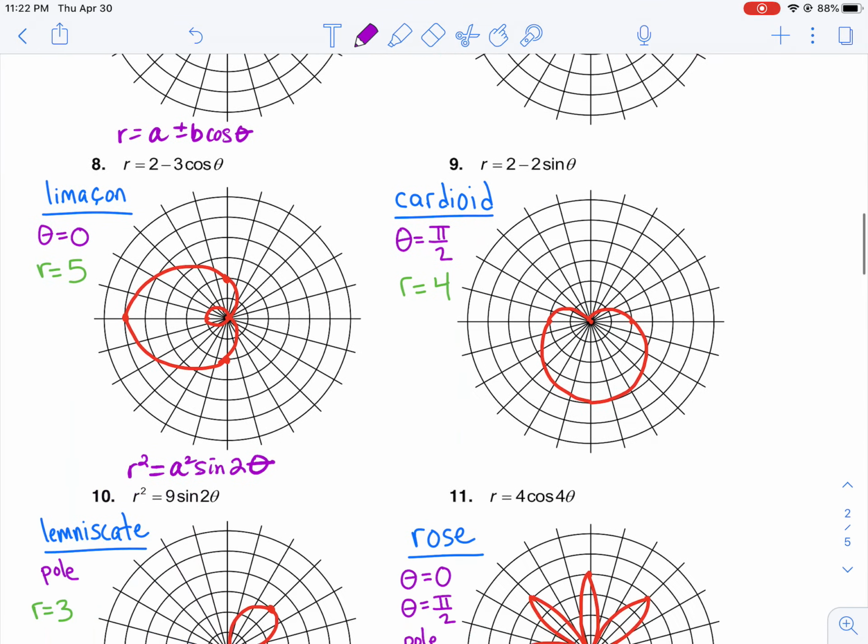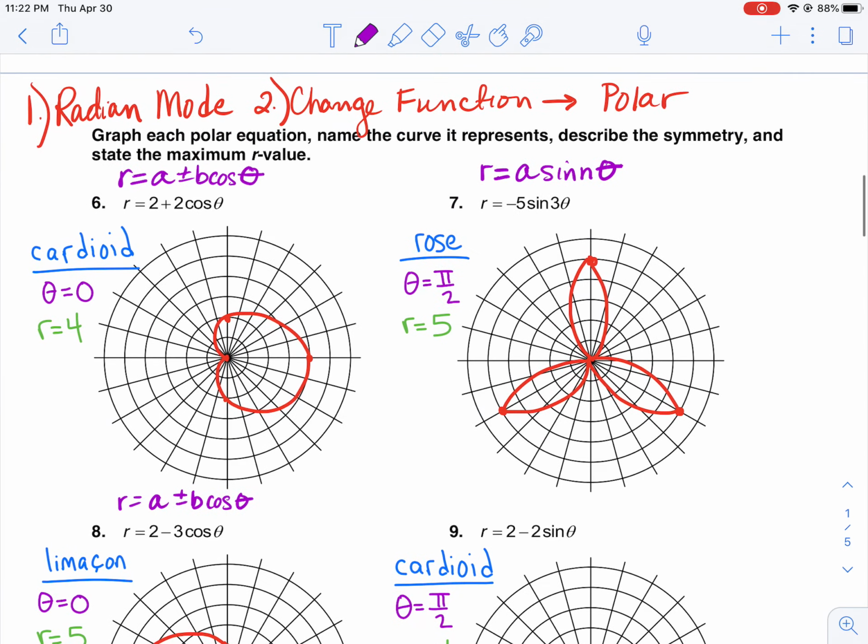For questions 6 through 11, we're going to take a look at the shapes of these polar graphs, the name of them, and we're going to describe their symmetry and state their maximum R value.